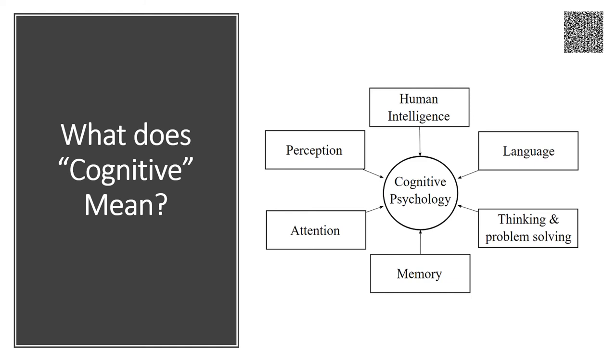I just wanted to do this real quick: when you hear the word cognitive, and you may already know this, it basically just means the work that your brain does. So we're talking about how your brain processes and uses language, which is actually super complicated, how you think and solve problems, the whole system of processing information, storing it and retrieving it, which we call memory, and how attention works.